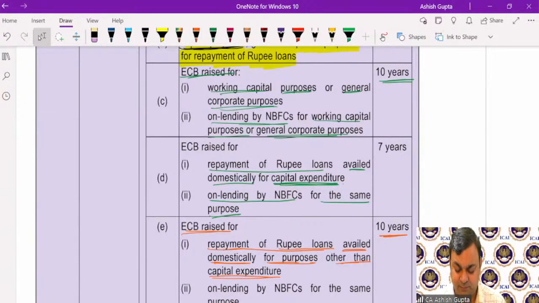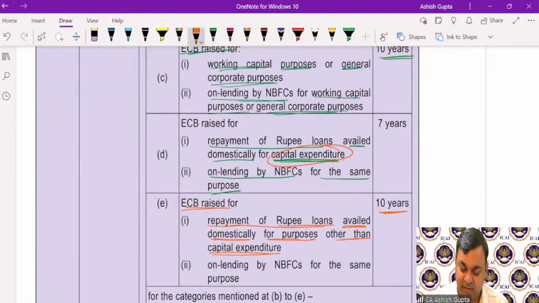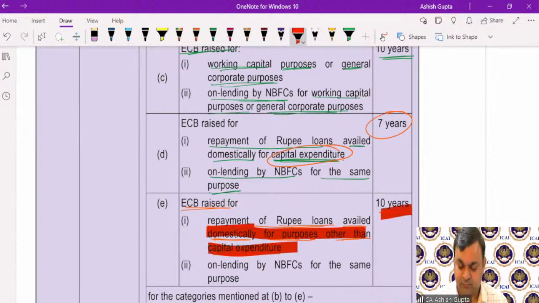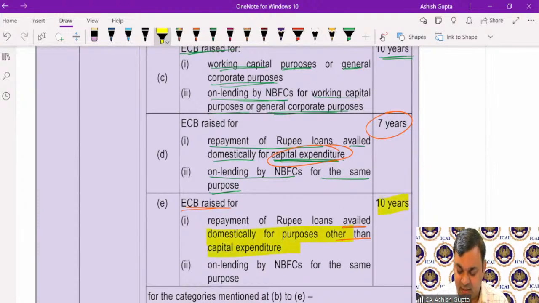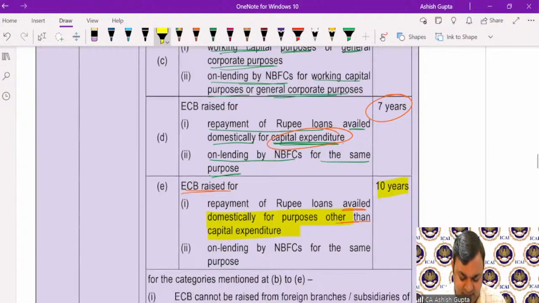ECB raised for repayment of rupee loan availed domestically for purpose other than capital purpose. For capital purpose, that is 7 years. For other than capital purpose, that is 10 years, right? Okay, so I think that is clear. For capital purpose, it's 7 years. For other than capital purpose, it's 10 years.